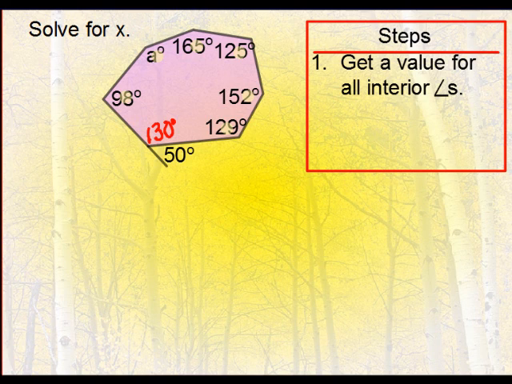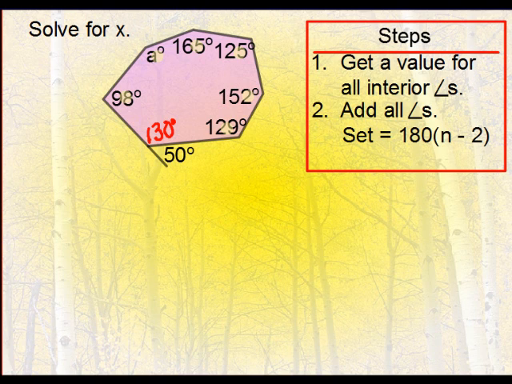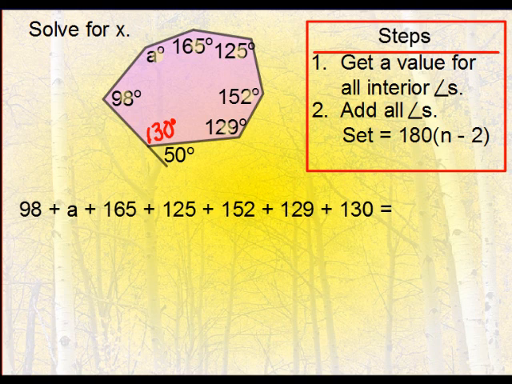Now what we can do is take all those angles and total them up. So let's add all those angles, and then we're going to set it equal to this particular formula right here. So adding them up, that's what we get. And I want you to notice the 130. The 50 isn't in here because we're only going to be adding all the interior angles. So you only worry about what's inside. We don't worry about what's outside.